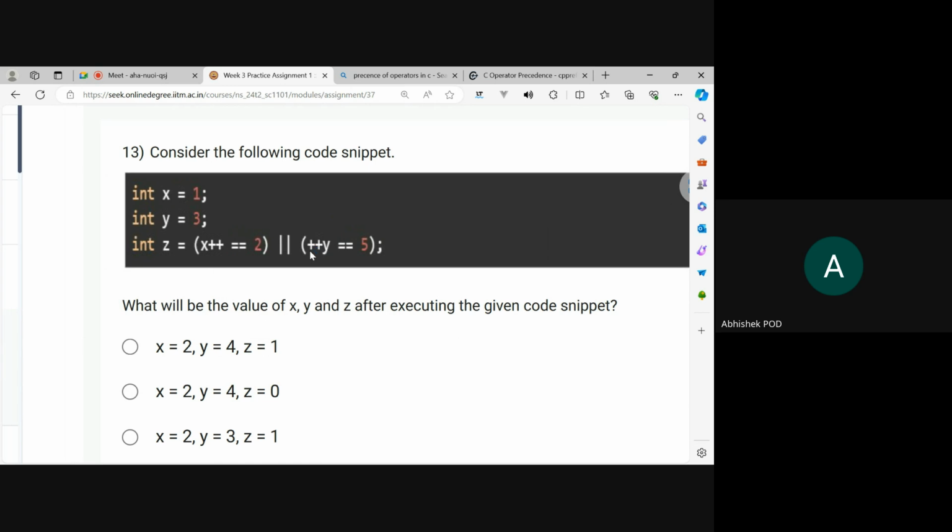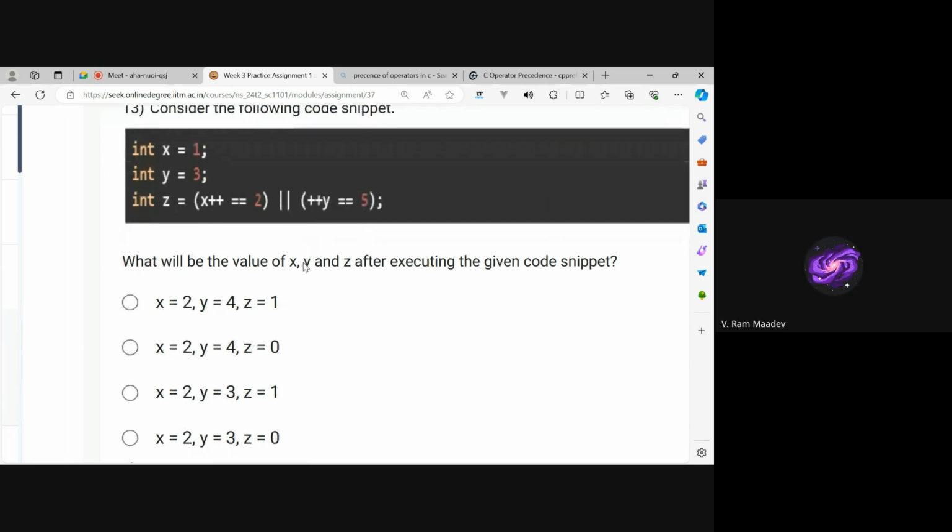Here we are using prefix. That means the value will be incremented first, and then the comparison will happen. So the value of y is 3, plus plus will make it 4. 4 is not equals to 5. That means both of the expressions are false. So what will be the value of z? 0. That is going to be 0.